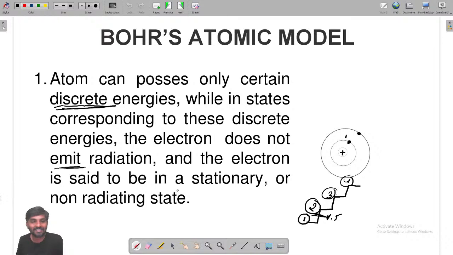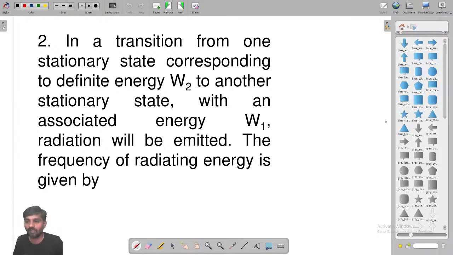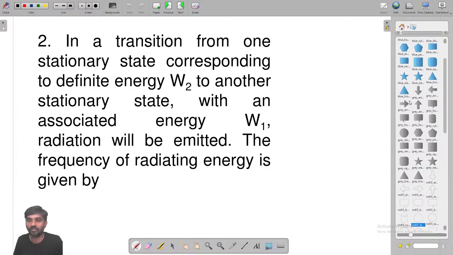And this is called stationary, or a non-radiating state. The electron does not emit radiation and the electron is said to be stationary. Clear? And now, in the transition from one stationary state to another corresponding to the energy. Okay. So again, what is he saying, sir? I have to take this again.